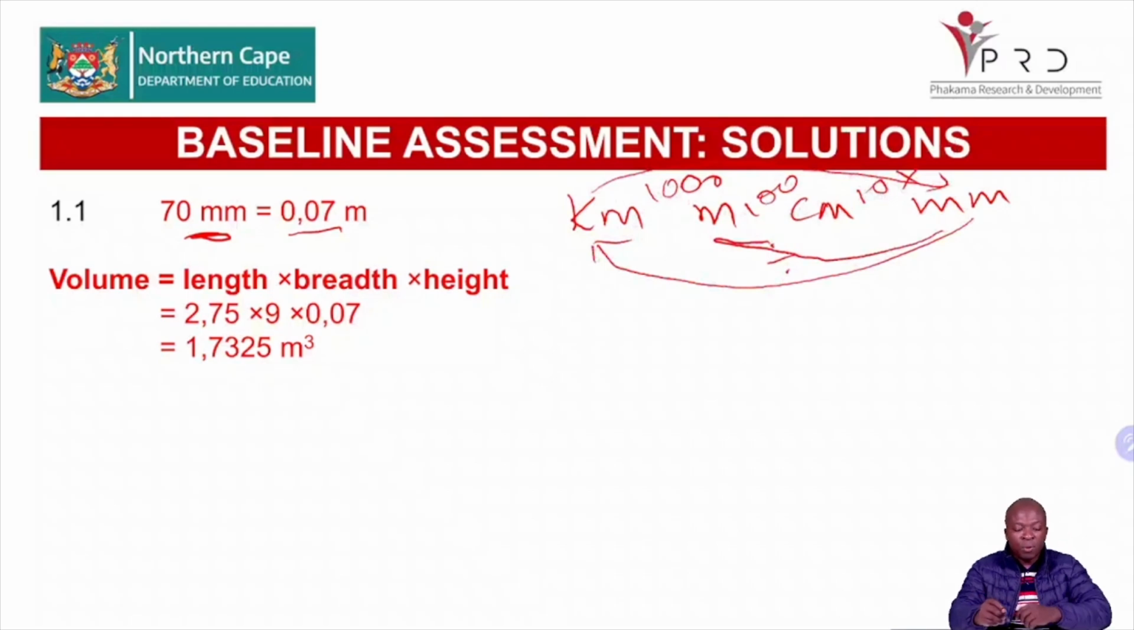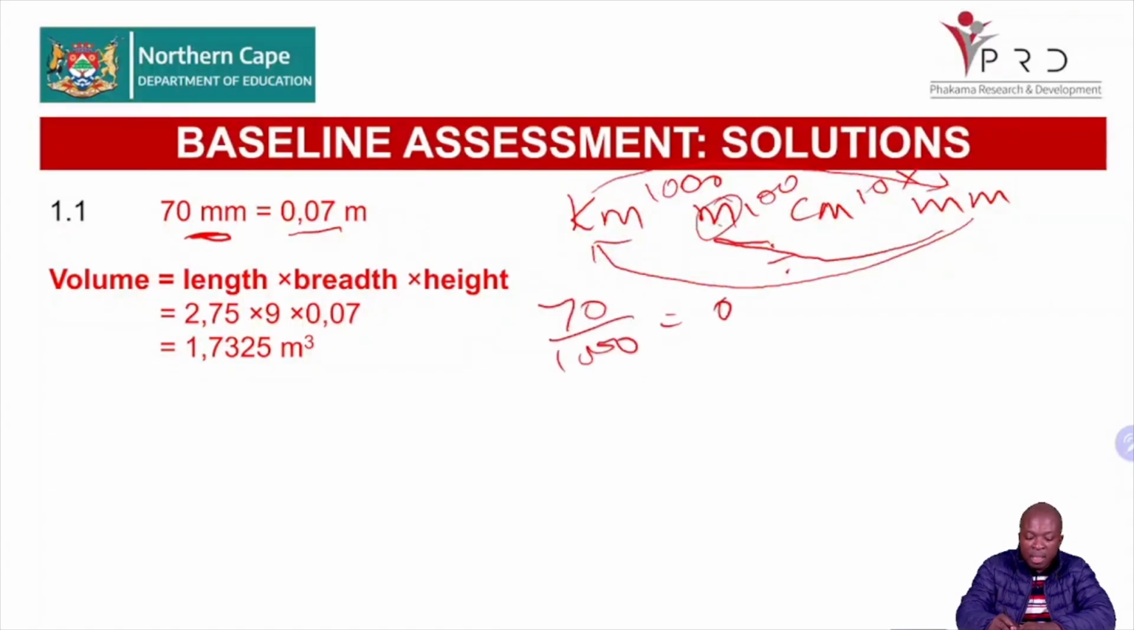So I have to divide by 1000 because I'm converting to meters. If you divide 70 by 1000, we are going to get 0.07 meters. So now that we know all the values are in the same unit, what we do is substitute. Remember, the examiner gave you the formula. It says use the formula length times width times height. So the length was 2.75, the breadth is 9 meters, and the height is 0.07.